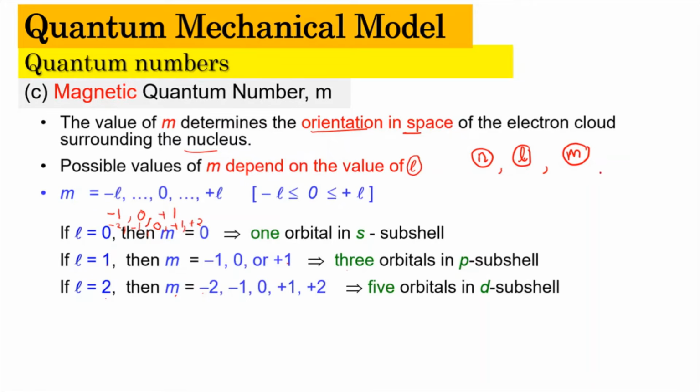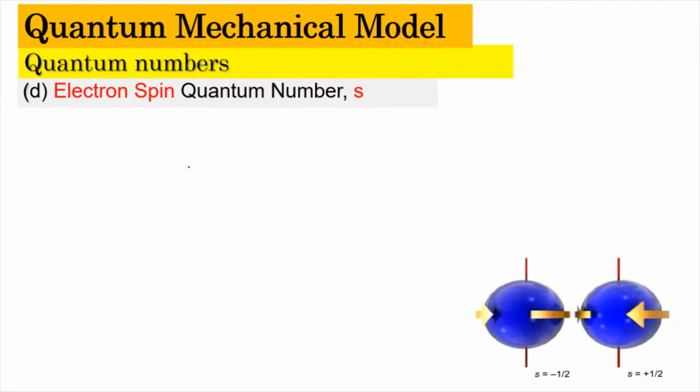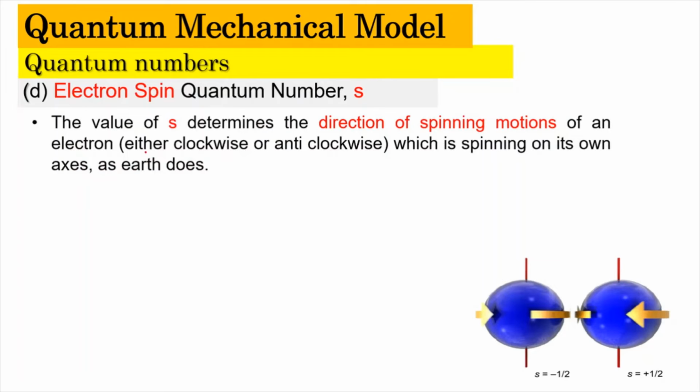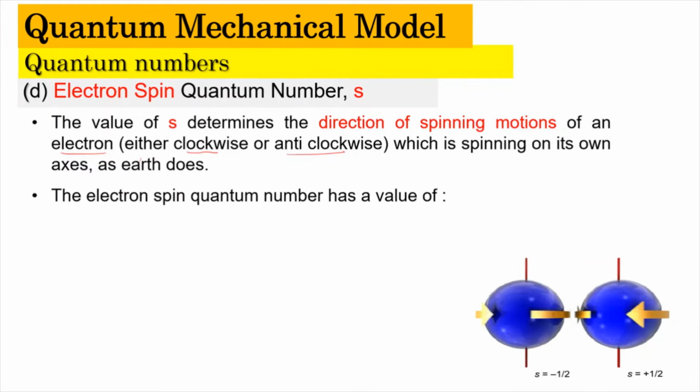Okay, and now we're going to move on to the next part, which is s here. So the electron spin quantum number, s. The value of s determines the direction of the spinning motion of an electron. So it can be either a clockwise or anti-clockwise direction, spinning on its own axis as the Earth does. So the electron spin quantum number has a value of positive half or negative half. So just as simple as that.